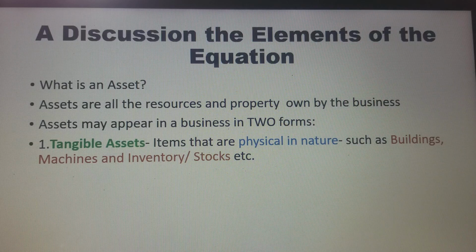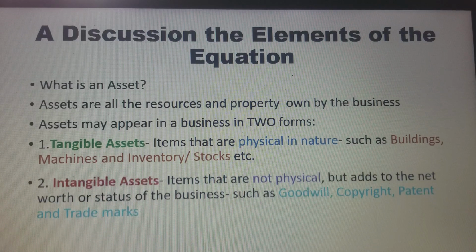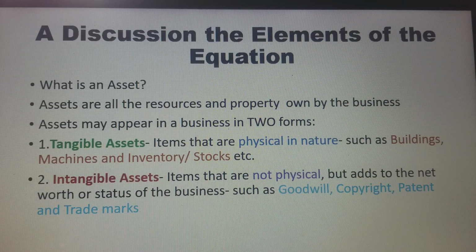One, tangible assets. Now, these are items that are physical in nature, such as what now? Our building, machines, inventory or stock, and so on. And then we come to the second form, which is referred to as intangible assets. Intangible assets are items that are not physical, but add to the net worth or the status of the business, such as goodwill, copyright, patents, and trademarks.